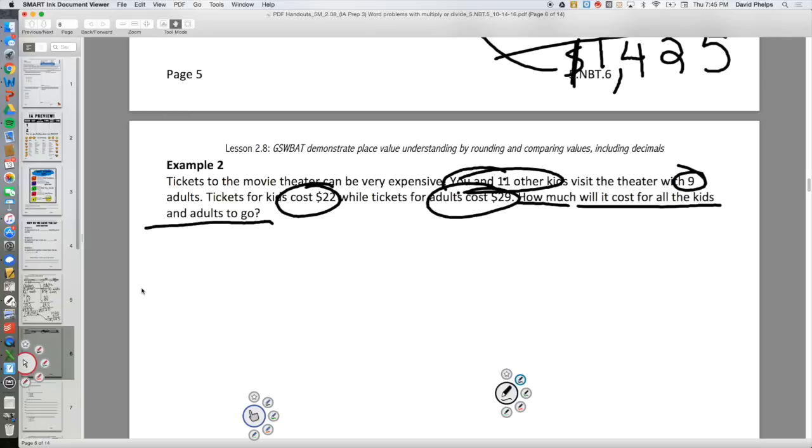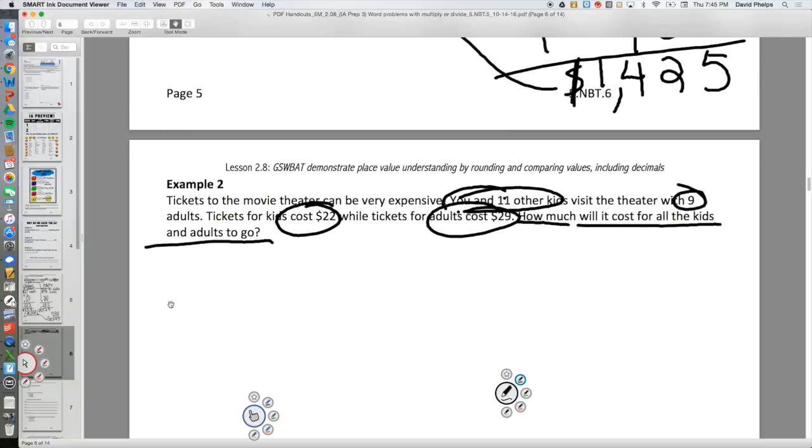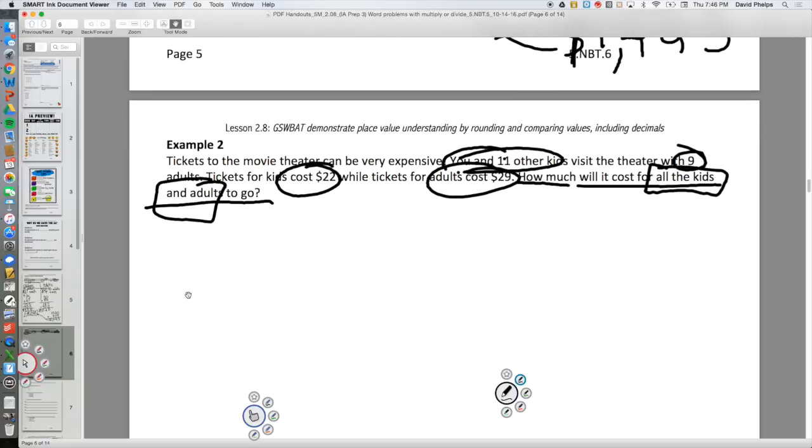And box keywords such as, we want all the kids and adults, that's what we want the cost. And anything else? That probably is it for this one. Oh, we definitely want to box, I almost forgot, the you and 11 other kids. We circled it earlier, but just to make sure it's really important, it's not just the 11 other kids, it's you. It's you and the 11 other kids.